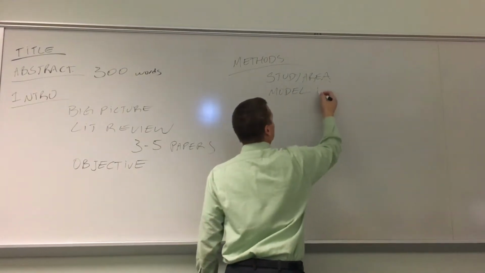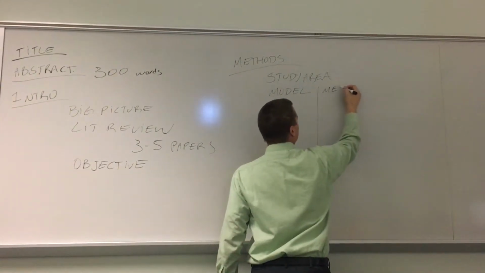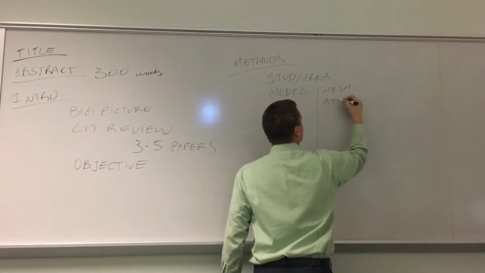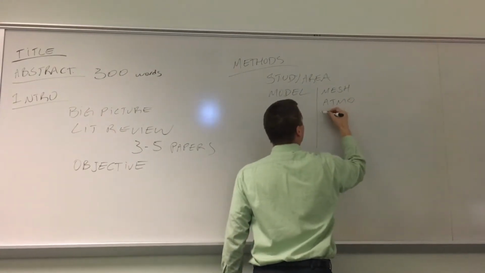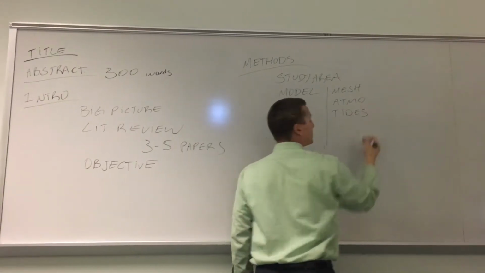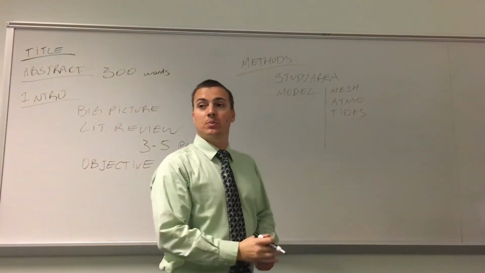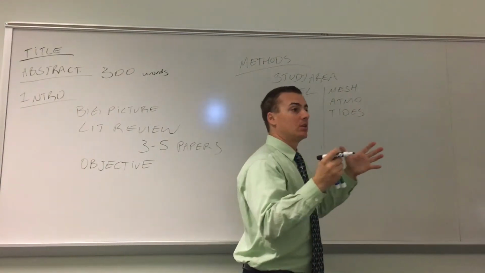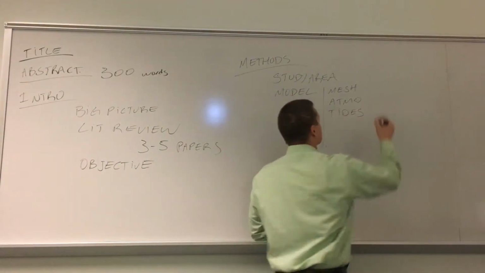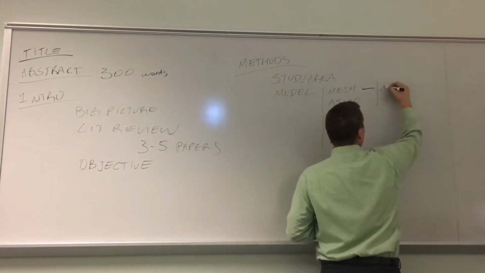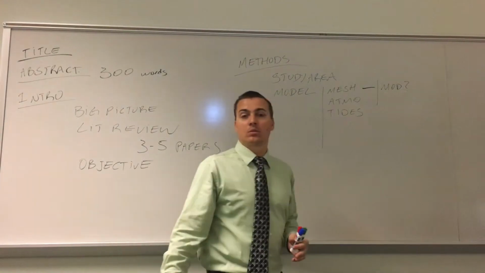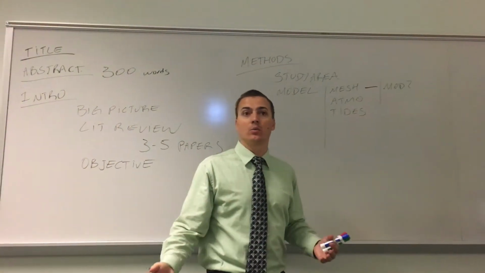And the modeling, we'll talk about what mesh, if you're doing uncertain. So what's your mesh? What's your atmospheric stuff? What's your tides, and all that stuff. So here, if it's an uncertain project, you're already defining, I'm using this mesh. And if you're changing meshes, how? If you're making modifications, how and what?